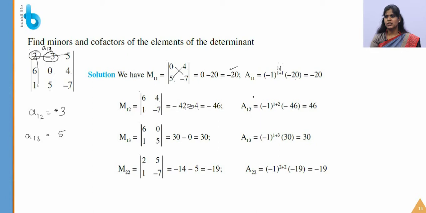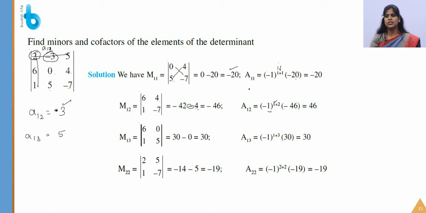Now the cofactor for this element is minus 1 to the power 1 plus 2 into minus 46, which is 46. 1 plus 2 is first row, second column. This is first row, second column, right? And the element is also A1 2. So 1 plus 2 is 3, minus 1 to the power of any odd number is minus, and you have minus here. So minus into minus is plus 46. Likewise, you should find the minor and cofactor of all the elements.